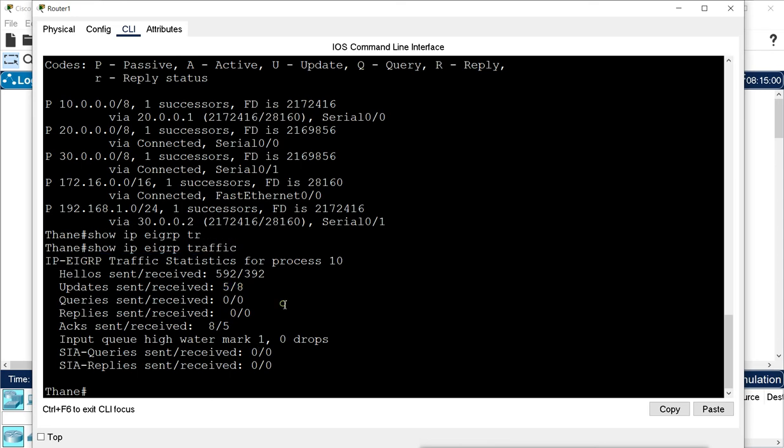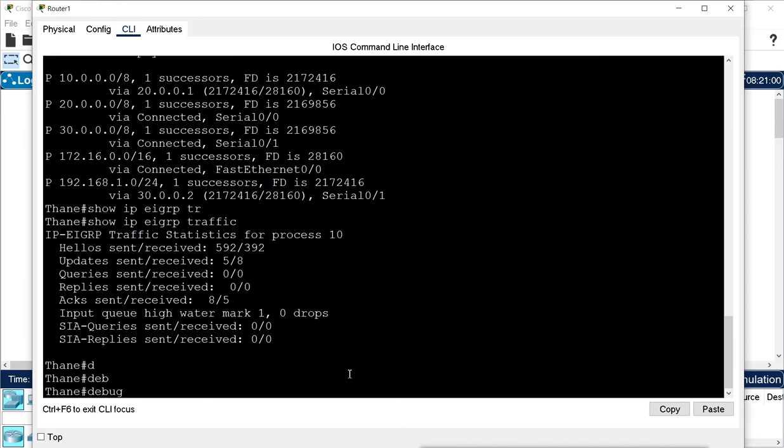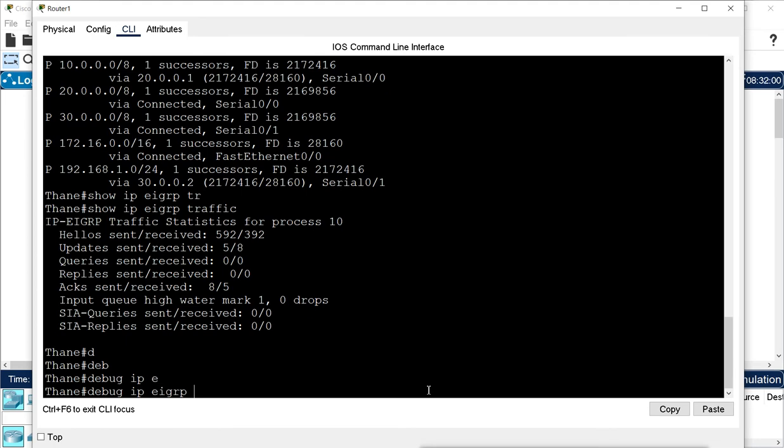Now if you sometimes face a problem creating the neighborship or updating the routing table, then we can use the troubleshooting method. We can use the debugging command. Like the hello packets, it shows the total number of hello packets sent and received, but at the time when it is sending, it does not show here on the terminal. But when we enable debugging, it will show all those packets which are sent and received. So we can see which packet is being sent and which packet is not being sent.